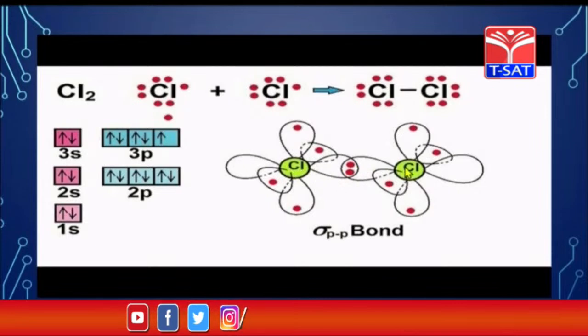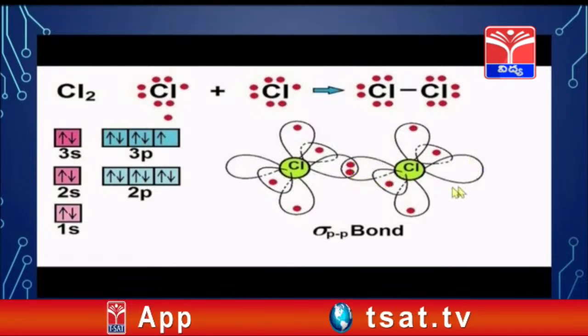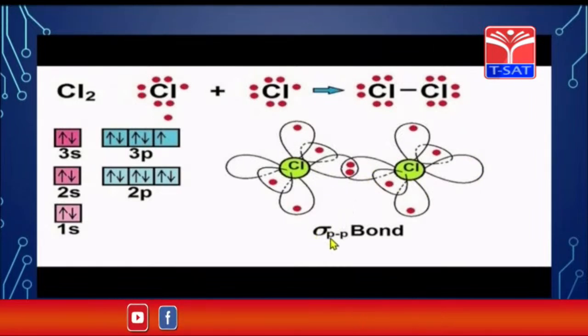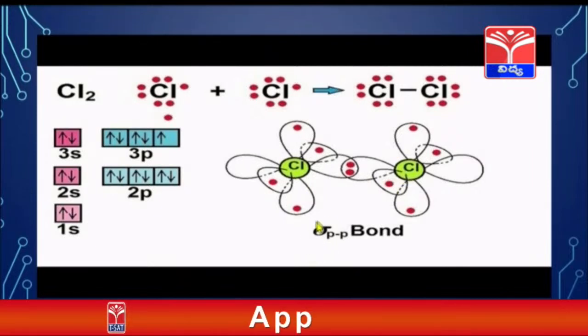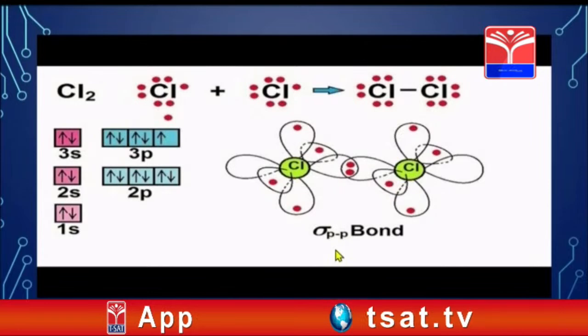So, when two chlorine atoms approach each other, the pz orbital of one chlorine atom overlaps with the pz orbital of the other chlorine atom, thus forming a sigma bond. Now, this sigma bond is formed due to the overlapping of the p orbital of one chlorine atom with the p orbital of another chlorine atom. So we say that it is a sigma pp bond.